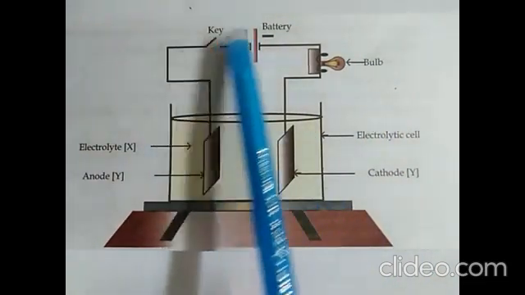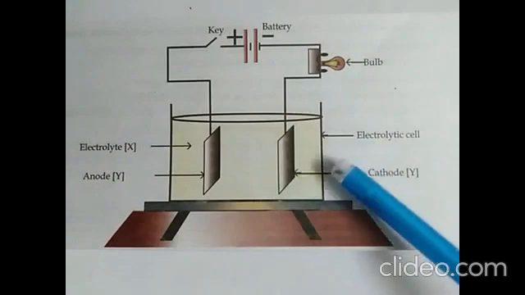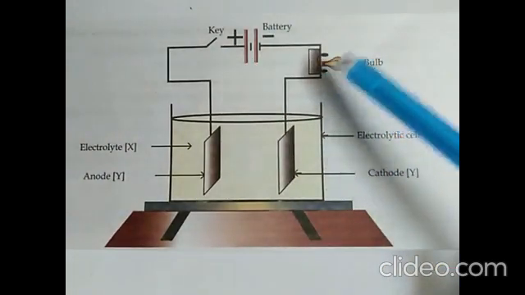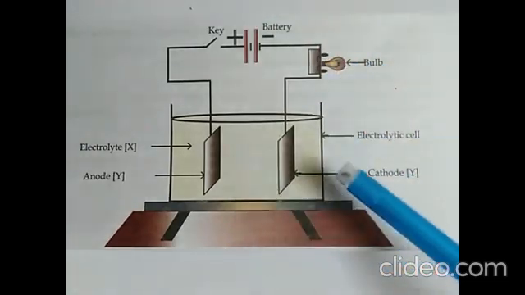Anode is connected to the positive terminal of the battery. Cathode is connected to the negative terminal of the battery. A bulb is attached to the circuit to show whether electricity passes through it.